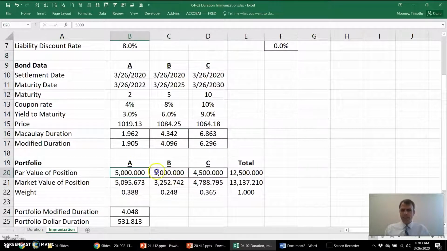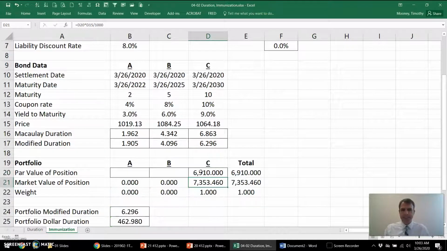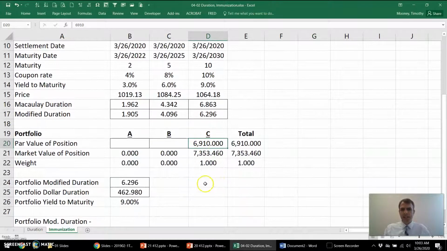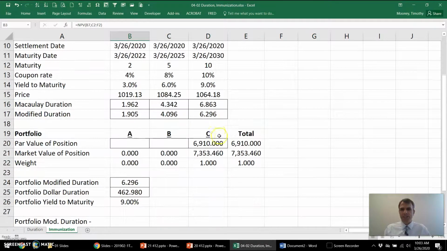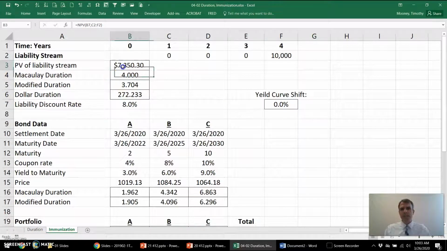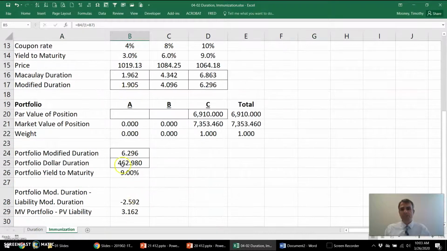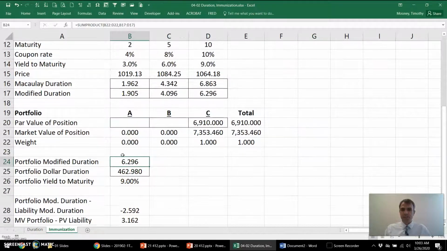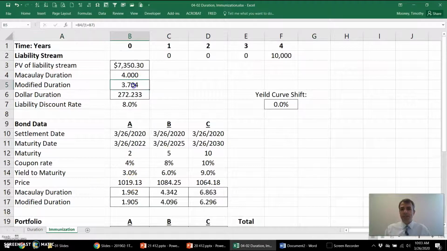And let's see how that works actually. So I've got a simple portfolio where suppose we buy just 6,910 in par value of bond C. What we end up with is a portfolio whose market value is about equal to that of the liability stream. So we've got one bond worth about the same as the liability stream, one asset to match the liability. Problem is the durations of the liability stream and the bond portfolio are much different. You can see the bond portfolio has more interest rate risk than the liability stream.